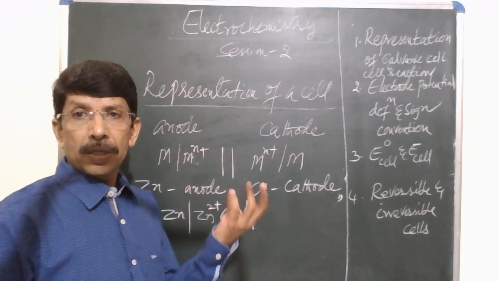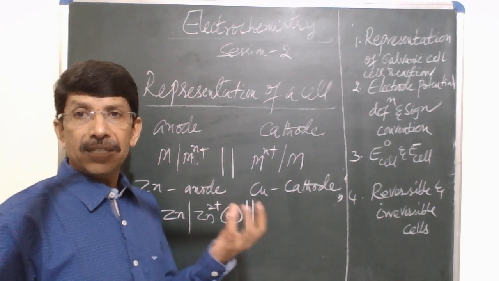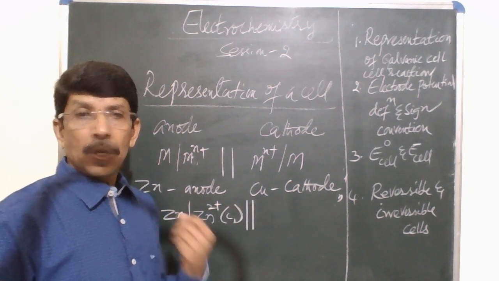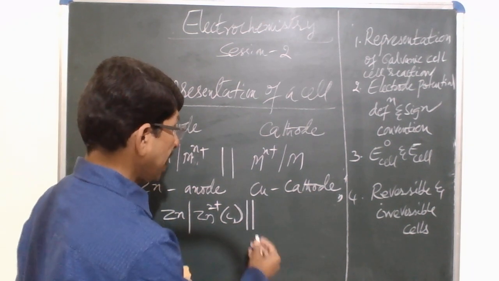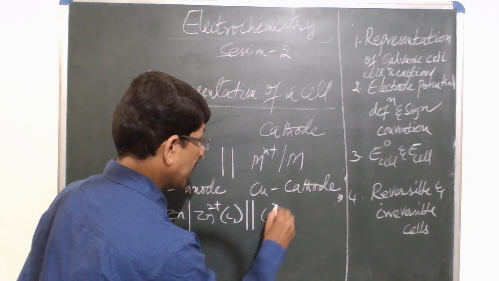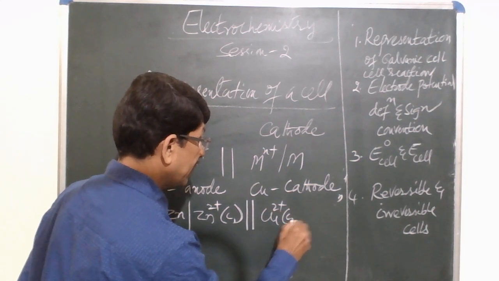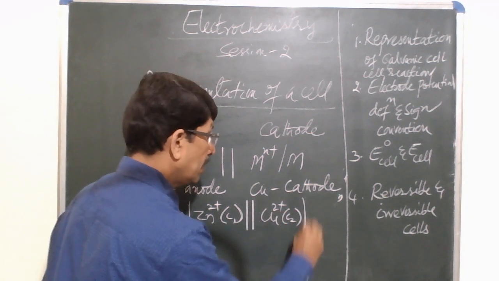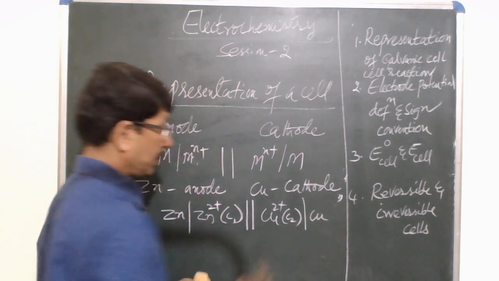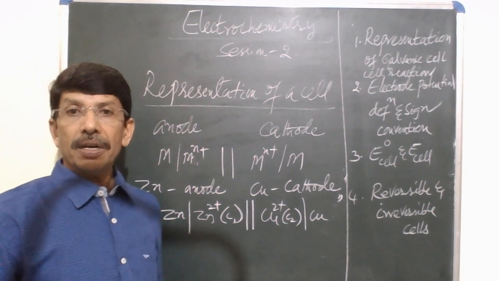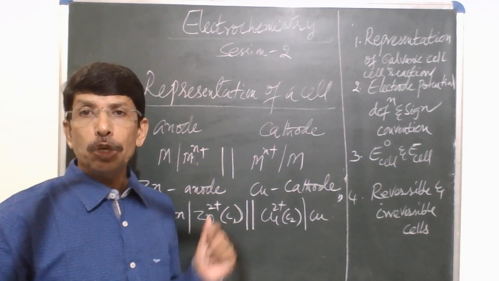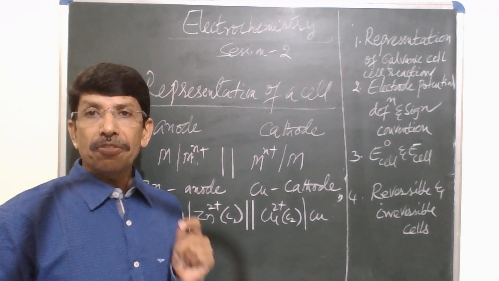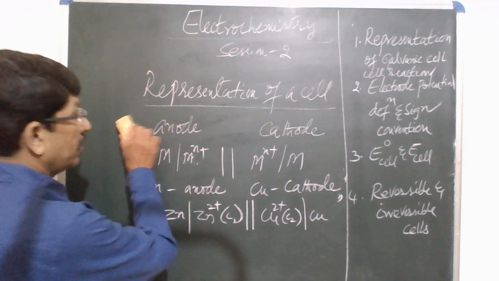Each electrode in a cell is called a half cell, and this is called the anode compartment. And then we have the cathode compartment, where we have copper ions, let us say of concentration C2, in contact with the copper electrode. So this is the way of representing a galvanic cell. This is the IUPAC convention of representing a galvanic cell.